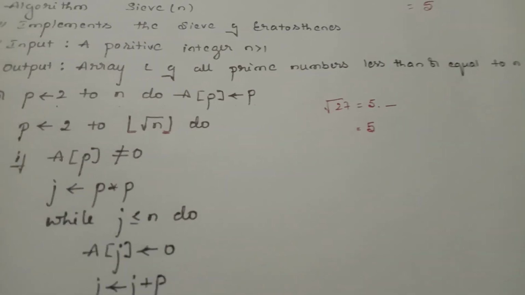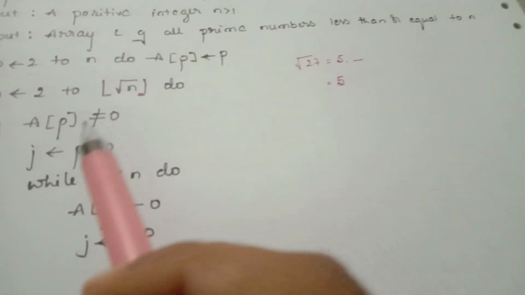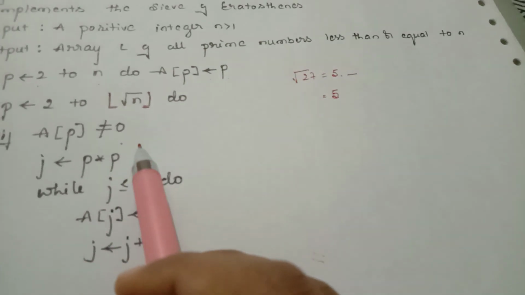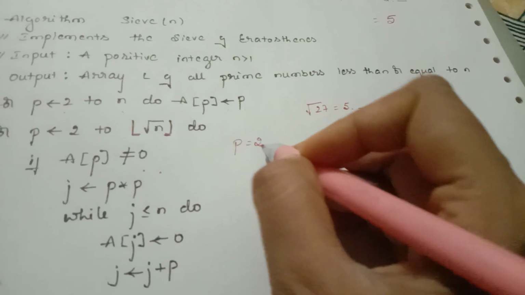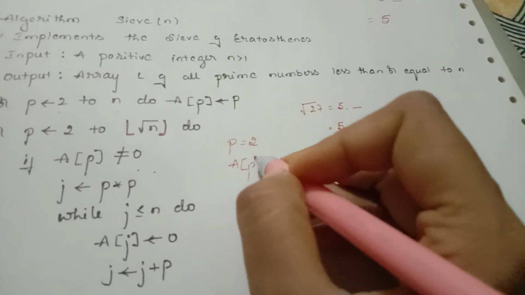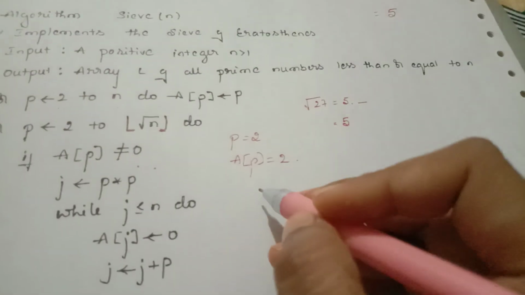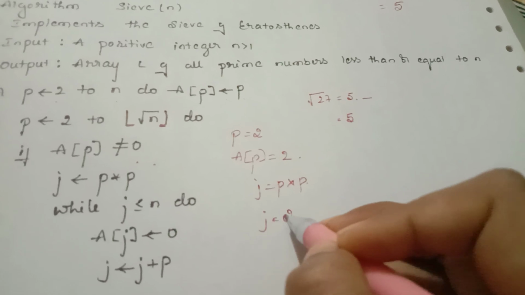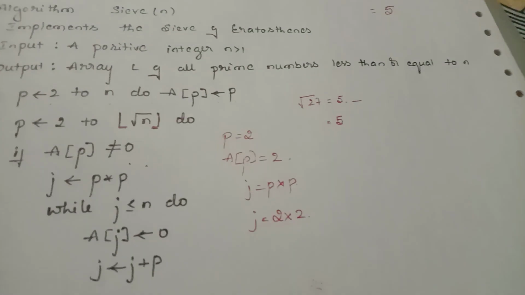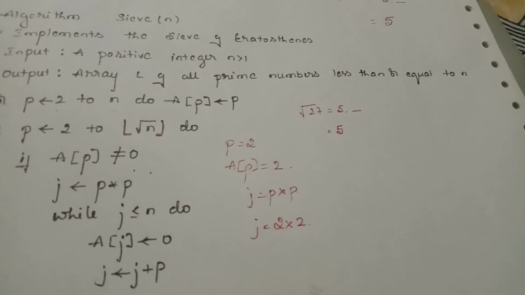So take the lesser number, the previous rounded number, and we have to check if a of p is not equal to 0. Let us see, first p equals 2. Yes, a of p is not equal to 0. It is equal to 2. We know that. And we have to see j equals p into p, that is, j equals 2 into 2. Now, while j is less than n do.